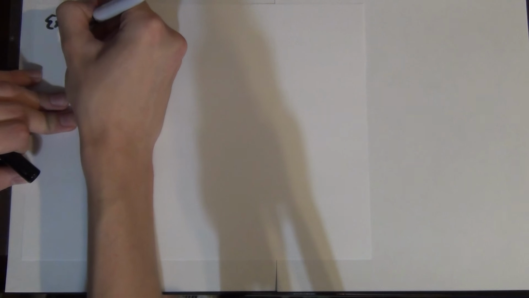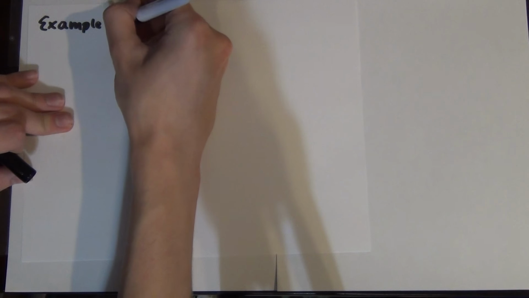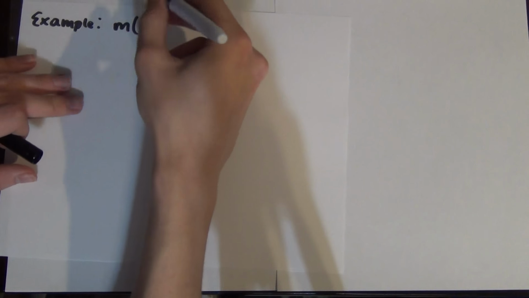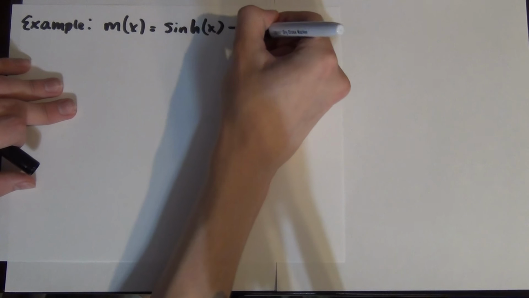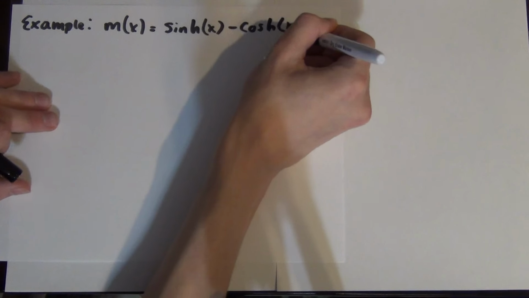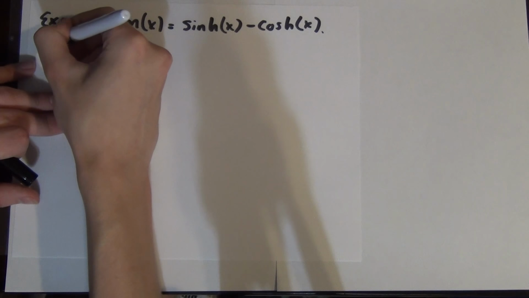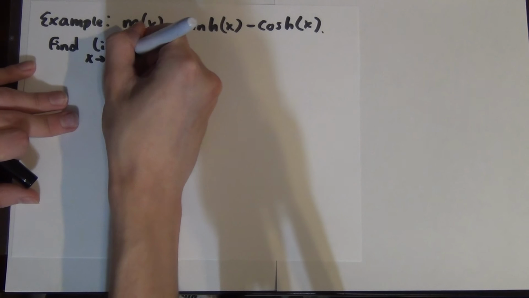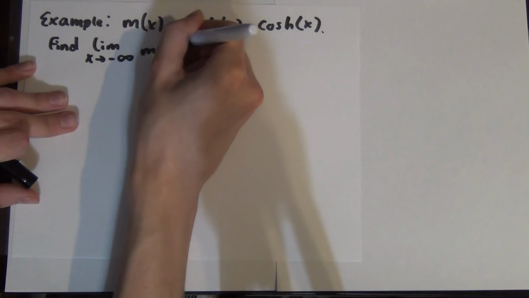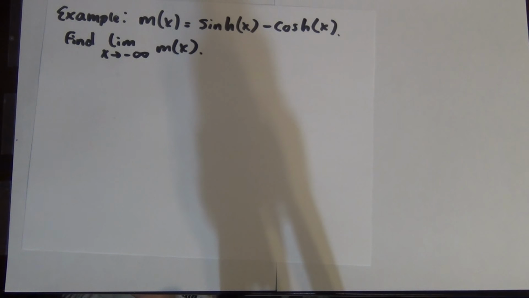So if we were to do an example, let's say I have the following function. Say I have m of x equals the following. And I want us to find the limit as x approaches negative infinity of m of x. Let's take a few seconds, look at that, and we'll come back and discuss it.